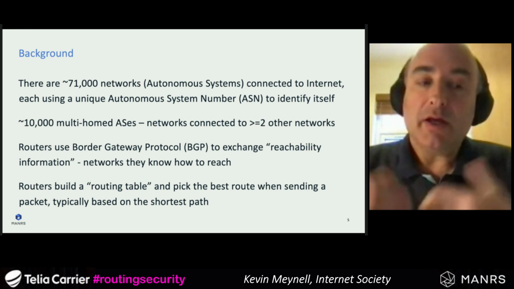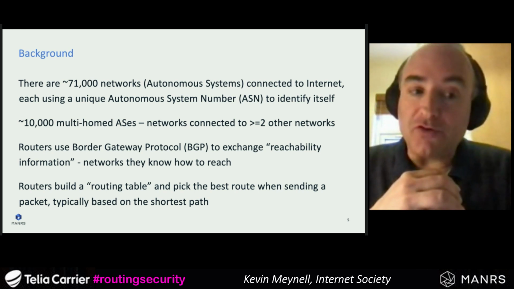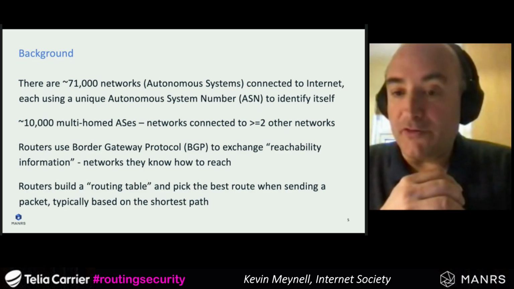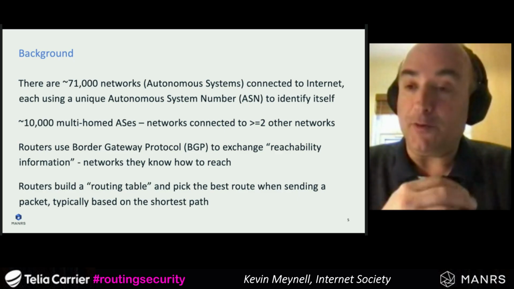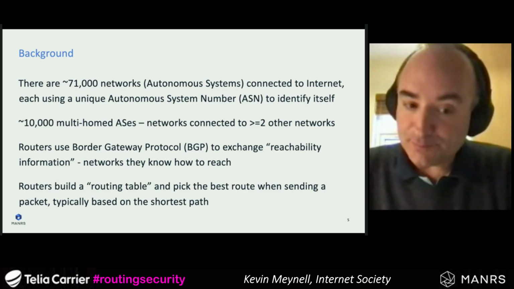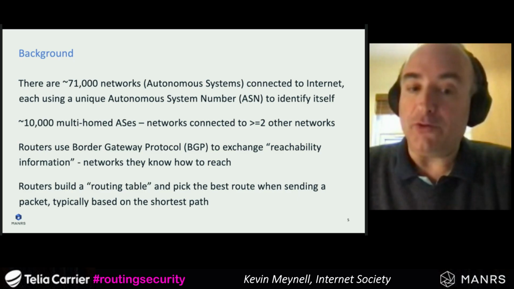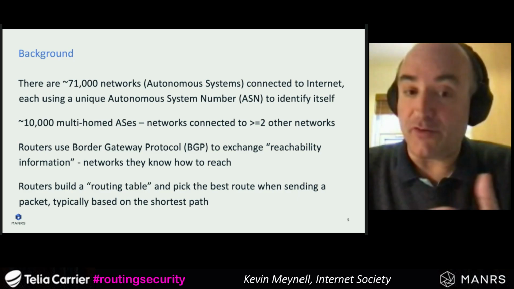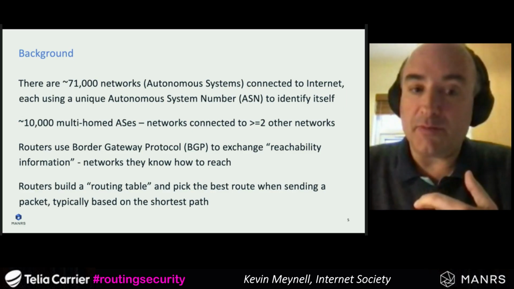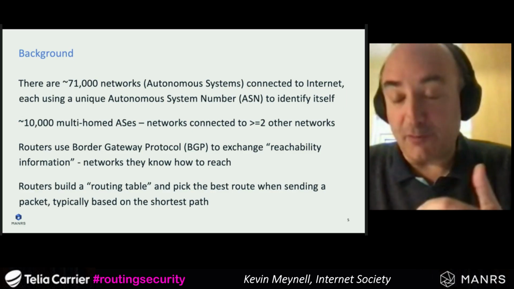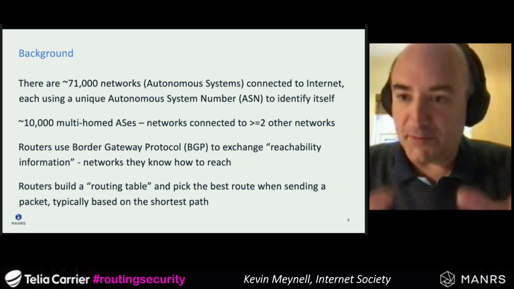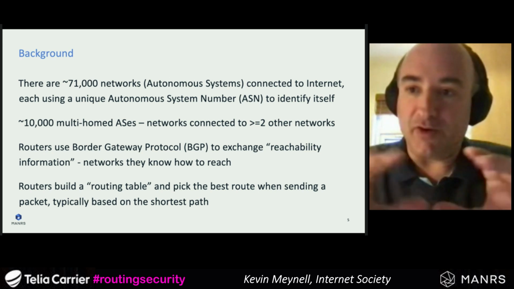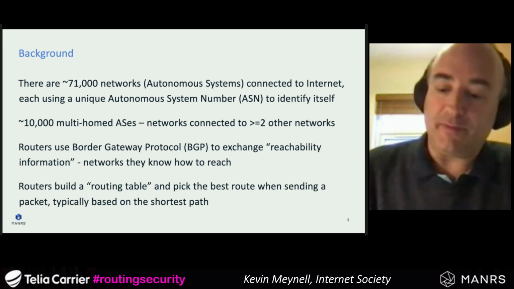But that 10,000 is actually quite key because that's one of the targets that we're interested in. All of these networks use something called Border Gateway Protocol to exchange reachability information, in other words, the networks that they know how to reach. From these, the routers build a routing table in order to pick the best route to send packets across the internet. Pretty much all of these networks will have a router, and those routers exchange the reachability information.